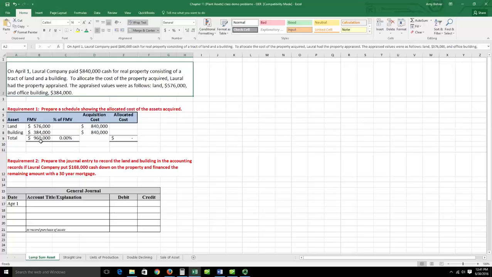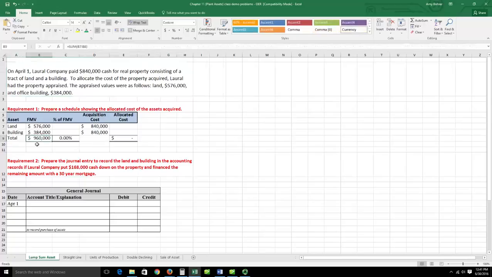And so when you add the appraised value or the city tax assessment values together for the land and the building, you get a total tax assessed or fair market value of $960,000. And you can see that that's different than what we actually paid for it. The company actually only paid $840,000 cash. So they got a good deal. And that happens quite a bit, right? You pay a different value depending on how you negotiate the deal as to what the fair market value, the appraised value, the city assessed value is.